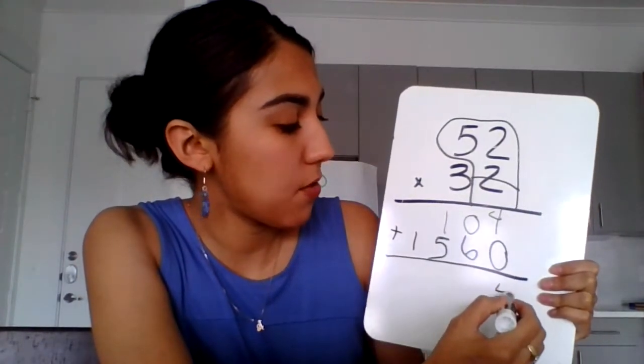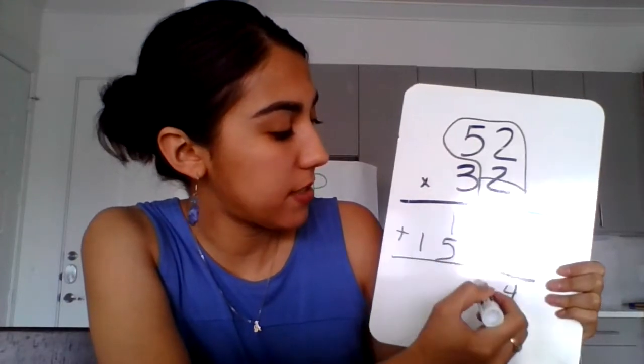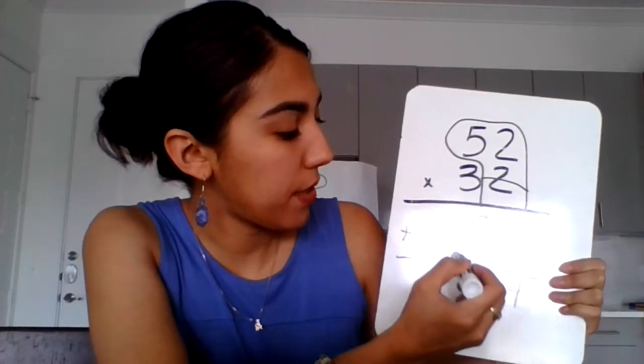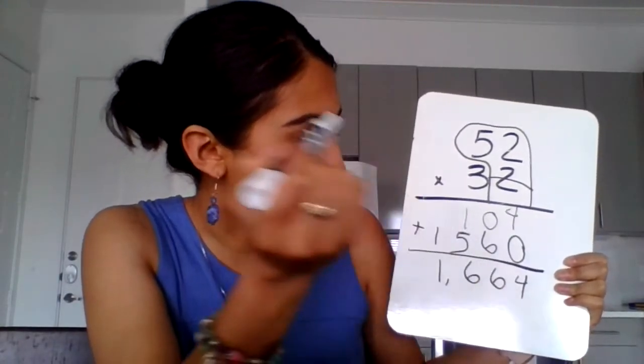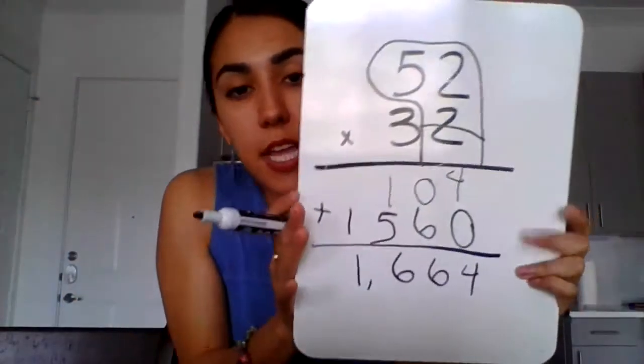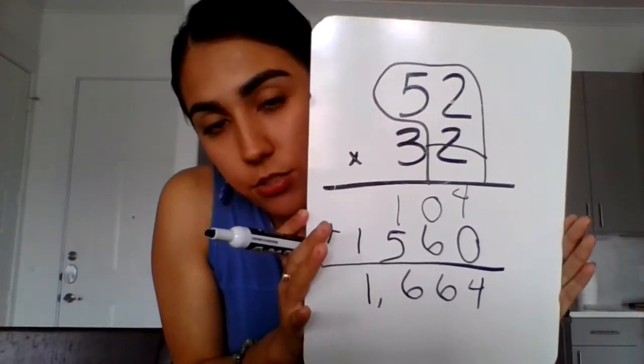4 plus 0 is 4. 0 plus 6 is 6. 1 plus 5 is 6. And 1 plus nothing is 1. Your final answer is 1,664.